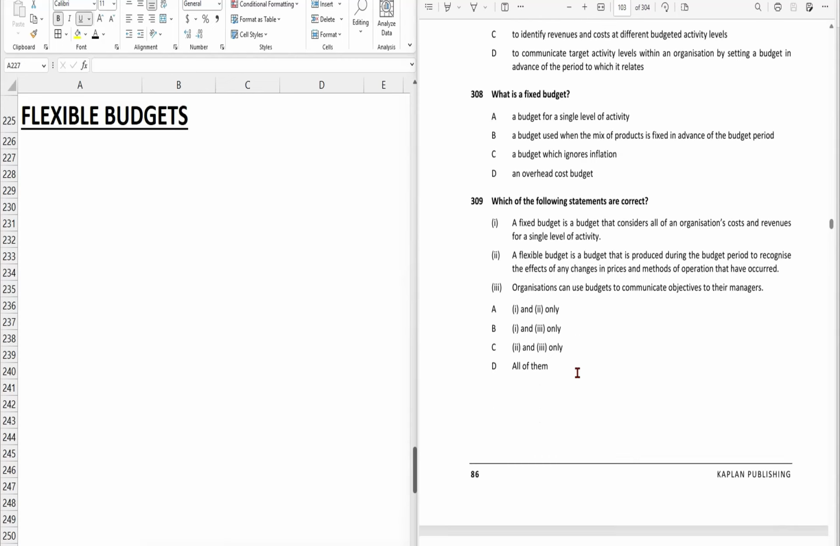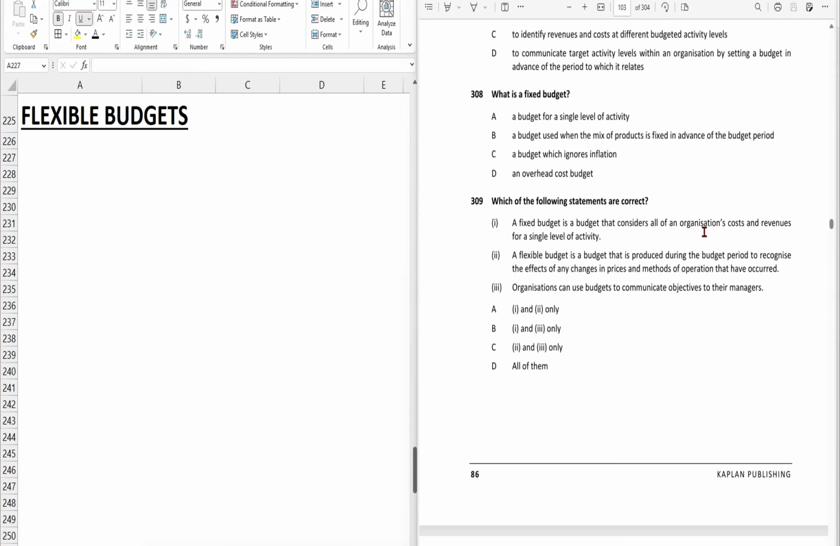So next we have, which of the following statements are correct? Okay, so first one is saying a fixed budget is a budget that considers all of the organization's costs and revenue for a single level of activity. Exactly what we learned in the previous question. So that's why it's correct. Right. This is the exact definition of the fixed budget. And yes, a fixed budget will cover all types of cost as well as revenue for a single level of activity.